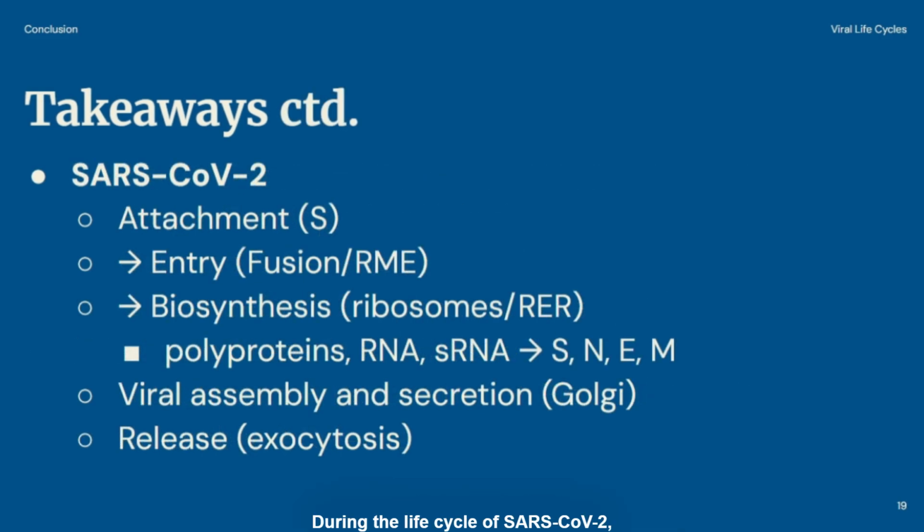During the life cycle of SARS-CoV-2, the S protein aids in attachment to the cell, and penetration, also called entry, occurs through fusion or receptor-mediated endocytosis. Biosynthesis occurs at both the genome and subgenome level. Immediate translation of the viral genome by ribosomes produces polyproteins that have to be cleaved to make the replication transcription complex, and then the subgenome has to be transcribed and translated in the endoplasmic reticulum to produce proteins S, N, E, and M.